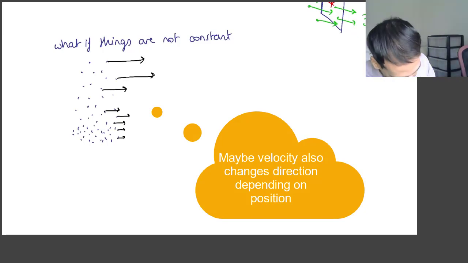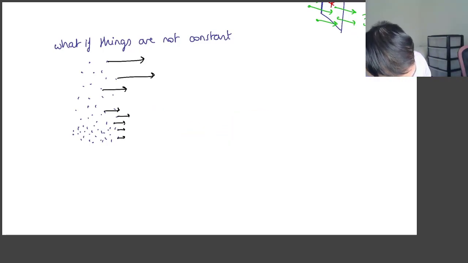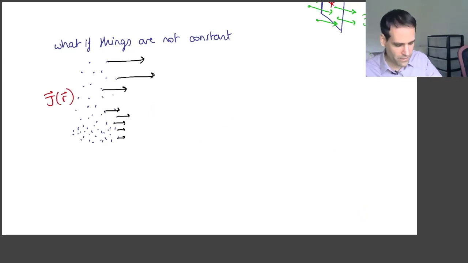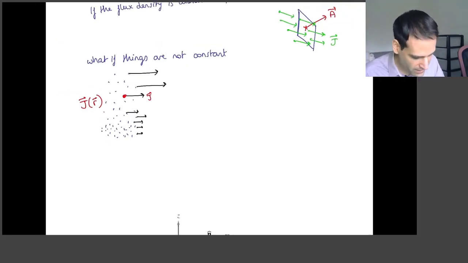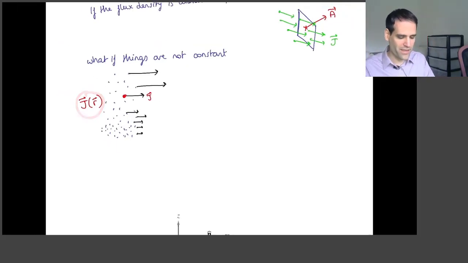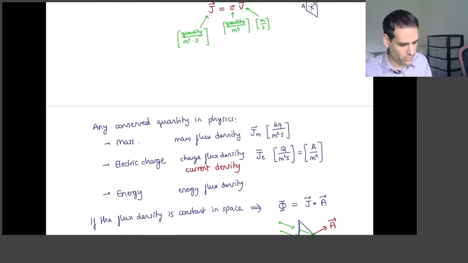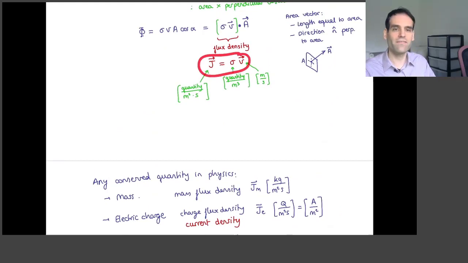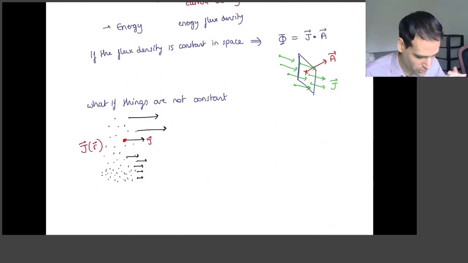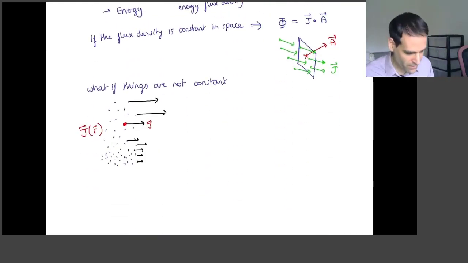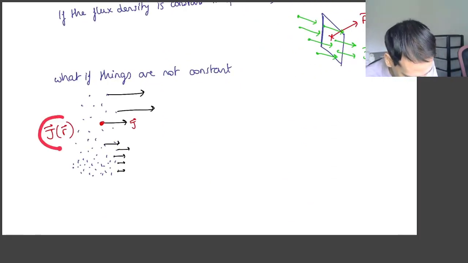So this could be defined by a flux density J that depends on position. Different positions have a different flux density J. And remember that this J is accounting for both the density and the velocity. It's actually the product of both. J is the density times the velocity. So this J accounts for the two effects. So you have a certain J that depends on position.